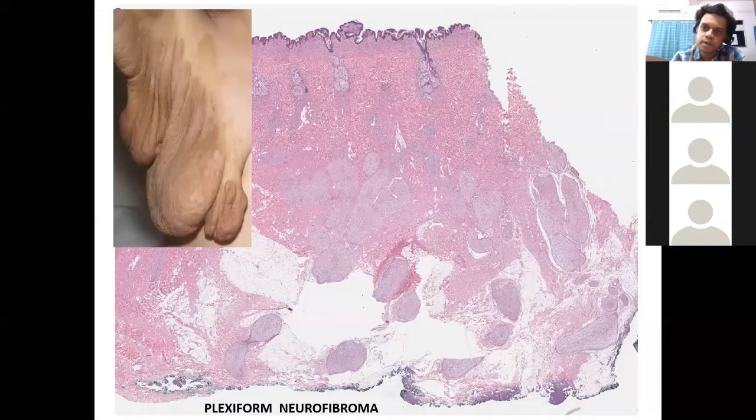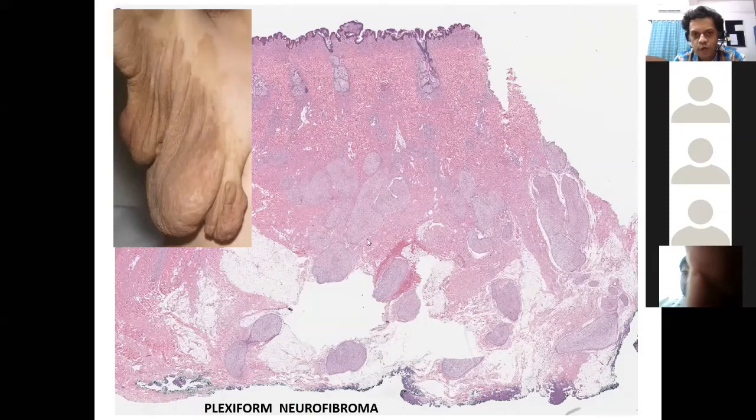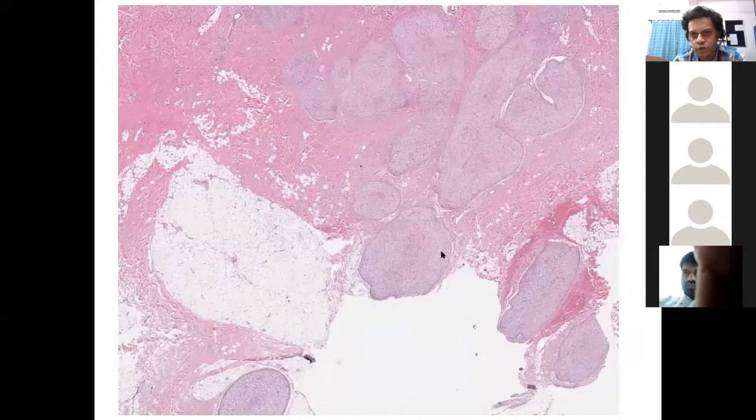Plexiform neurofibroma is the number one differential. Plexiform schwannoma is also another differential, but that is relatively uncommon. I have specifically not talked about plexiform schwannoma in this discussion, because this is going to be a primer about the common entities. If needed, we can talk about it some other day. There is an entity known as plexiform schwannoma, just to keep in mind. So we'll now work our way into these plexiform nodules and see what is going on within them.